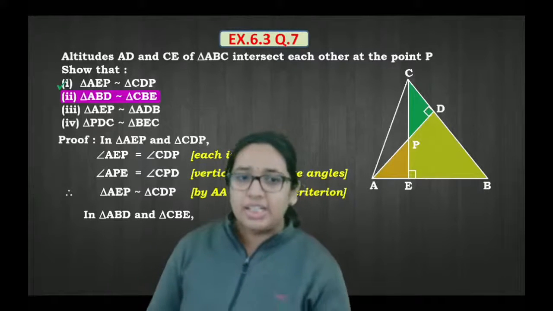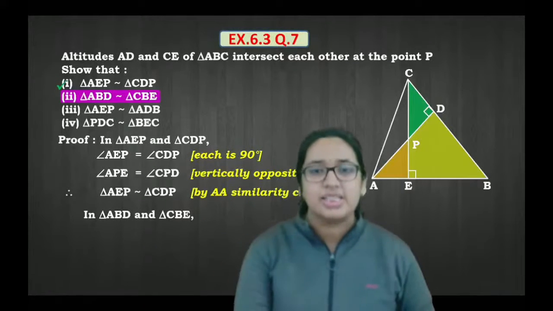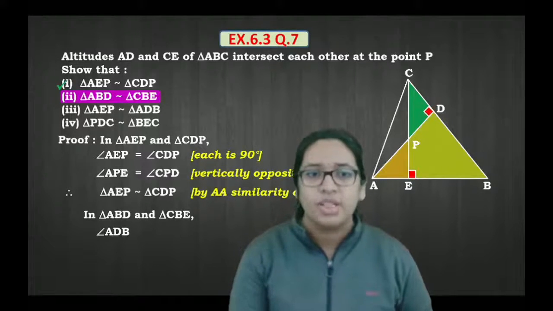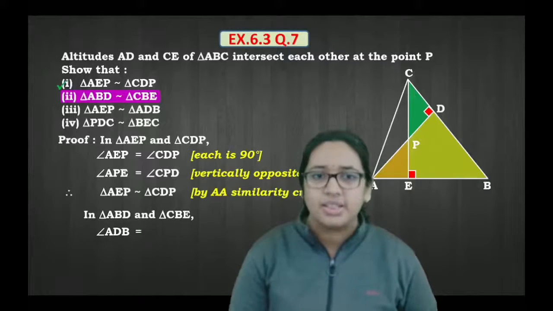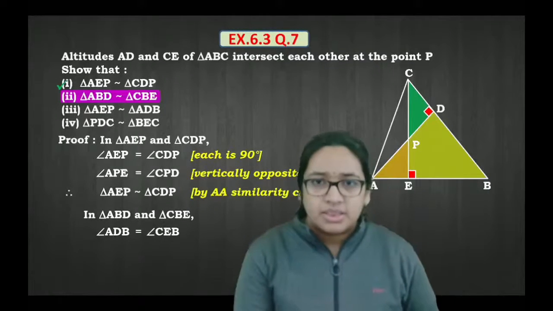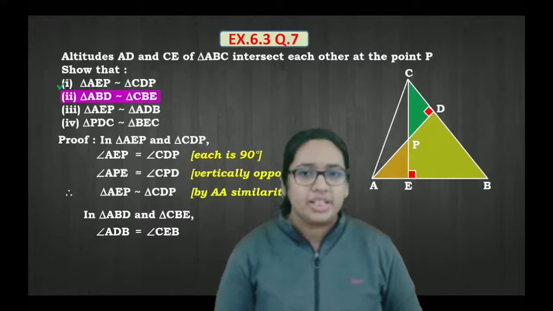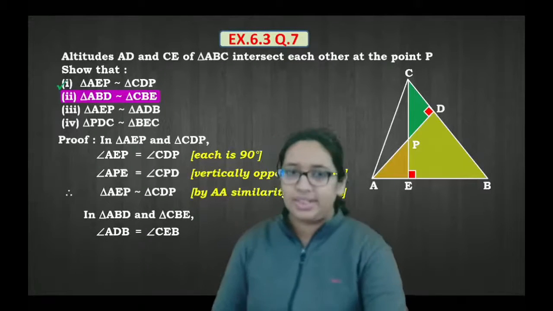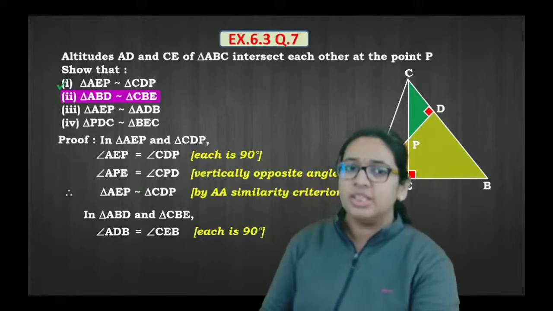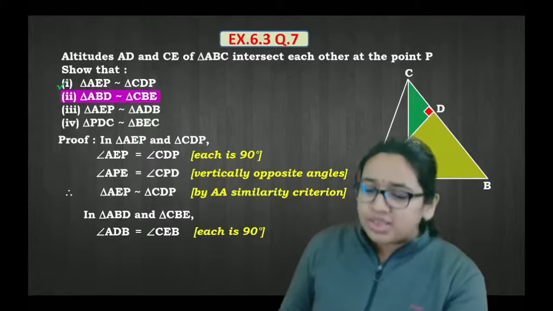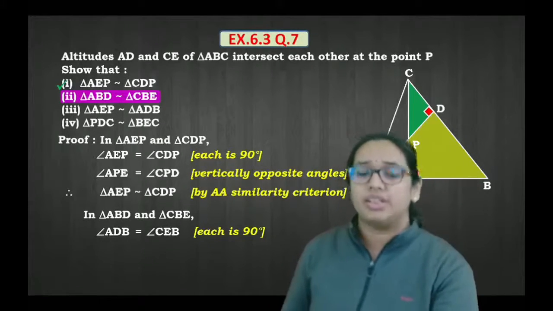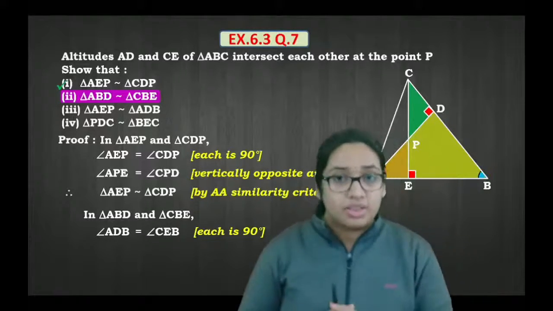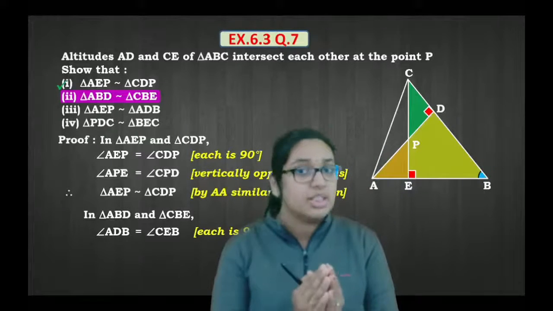So we can say that in triangle ABD and CBE, again ADB and CEB will be 90 degree angles because AD and CE are altitudes. So it will make a 90 degree angle with the respective sides. So ADB is equal to CEB. What will be the reason for it? Yes, each is of 90 degrees. Good. Now one angle is done, so check with all the criteria you have.